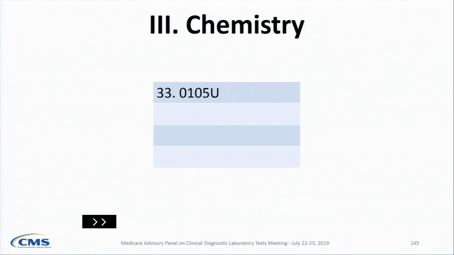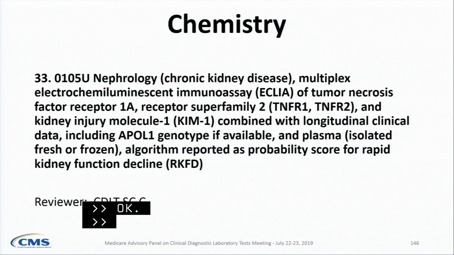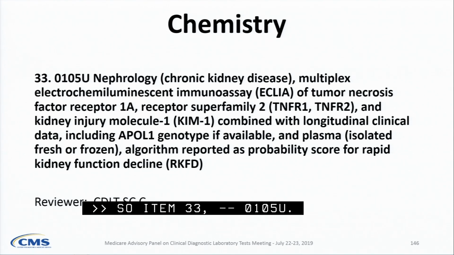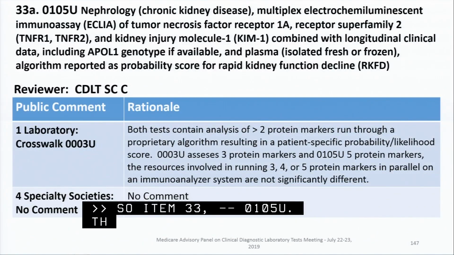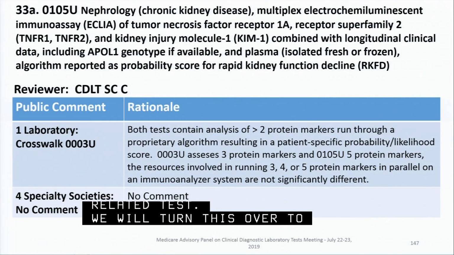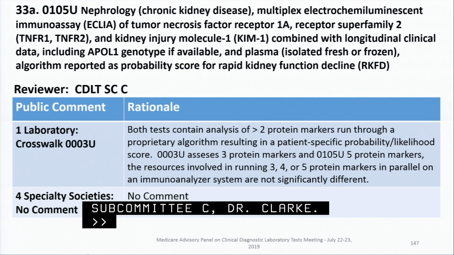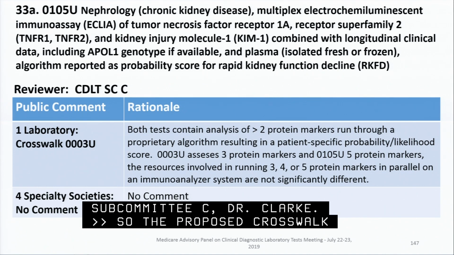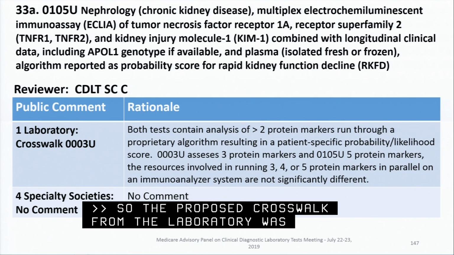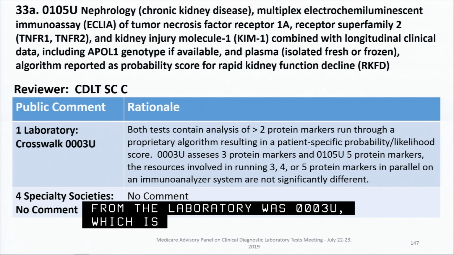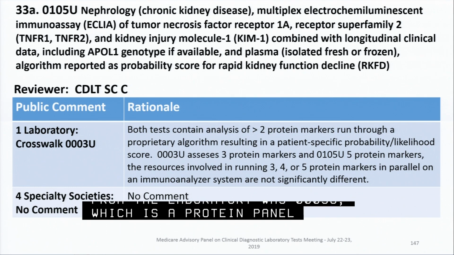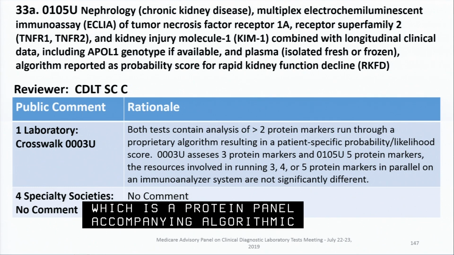So item 33, 0105U, this is a nephrology, chronic kidney disease related test, and we're going to turn this over to Subcommittee C, Dr. Clark. So the proposed crosswalk from the laboratory was 0003U, which is a multi-analyte protein panel, and then an accompanying algorithmic index looking at probability of disease. 3U is for ovarian cancer recurrence.